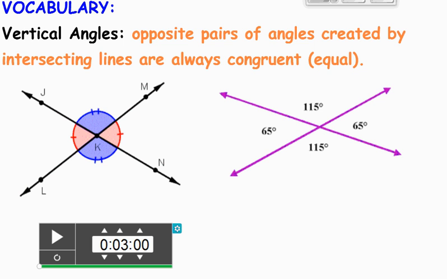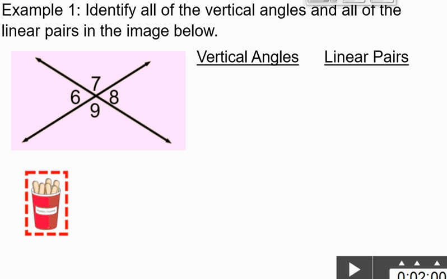Okay, new vocabulary word. This is one of those important ones that you're going to see for the rest of the year. So take a minute and write down in your notes the definition and the diagram. Okay, so take a minute and identify vertical angles and all of the linear pairs. I guess I kind of didn't talk enough about linear pairs. Linear pairs and supplementary angles are the same. A linear pair makes a line, just like supplementary angles do. They're both equal to 180 degrees.